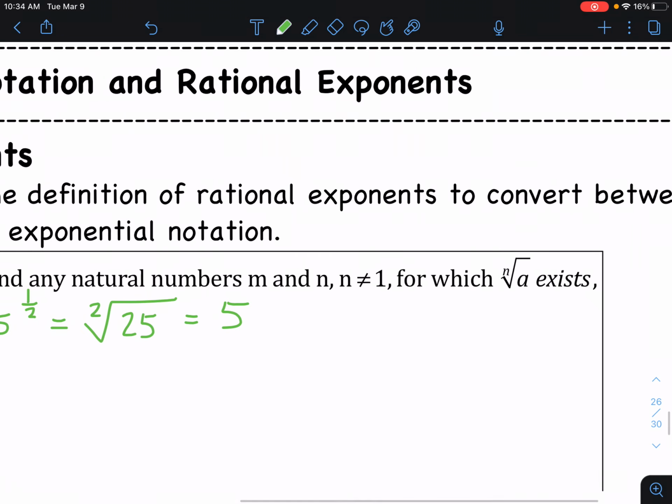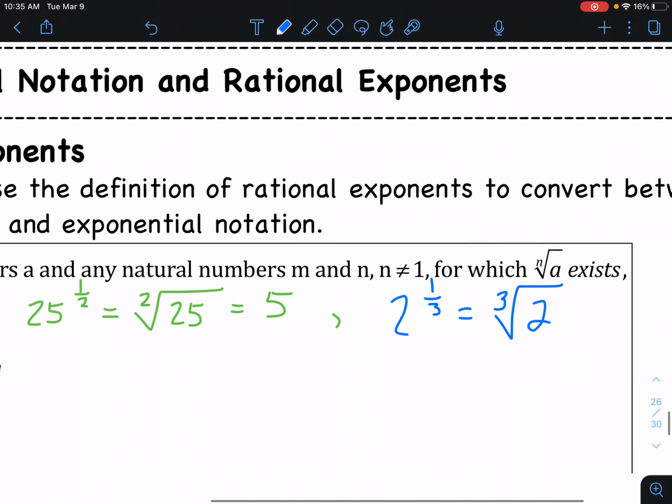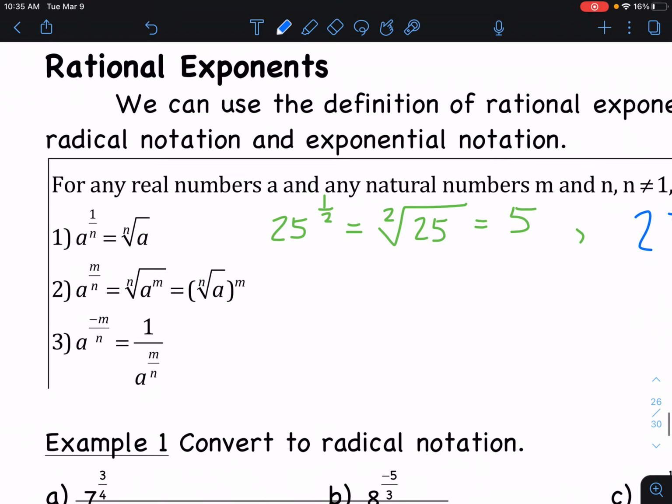Let me show you another example. If we have 2 to the power of 1/3, you can turn that into the cube root of 2. And unfortunately, the cube root of 2 does not simplify any further, but I at least showed you how to use the property to convert it over to a radical.